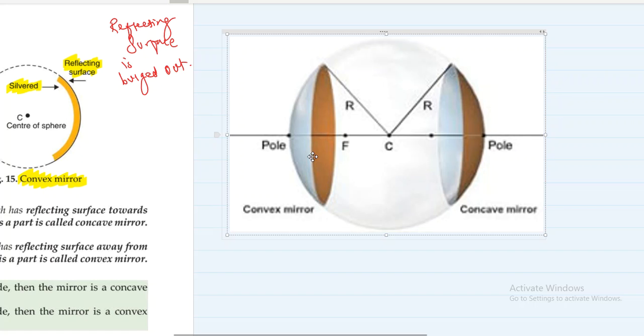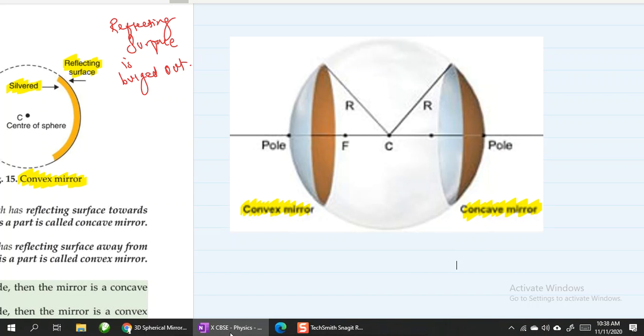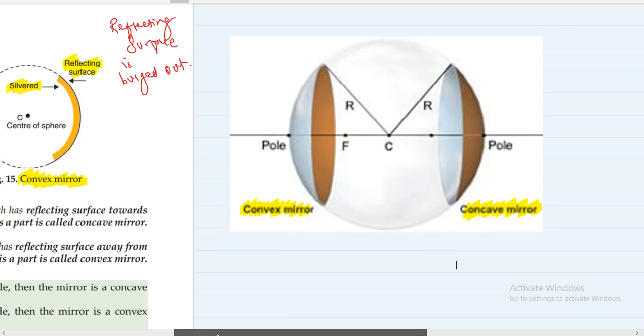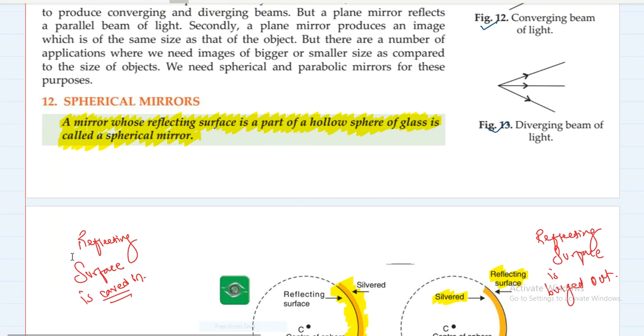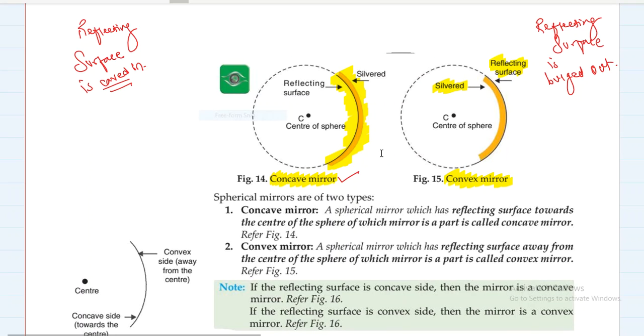There are two parts of the sphere which we can see. One part has the outer surface as the reflecting surface, another part has the inner reflecting surface. So this is a convex mirror and this is a concave mirror. Now we can understand that each kind of mirror is part of a sphere, and that's why these two mirrors are known as spherical mirrors. Mirrors whose surfaces are part of a hollow sphere, and that's why this definition. Hollow sphere of glass means it should be reflecting, it should not be transparent.